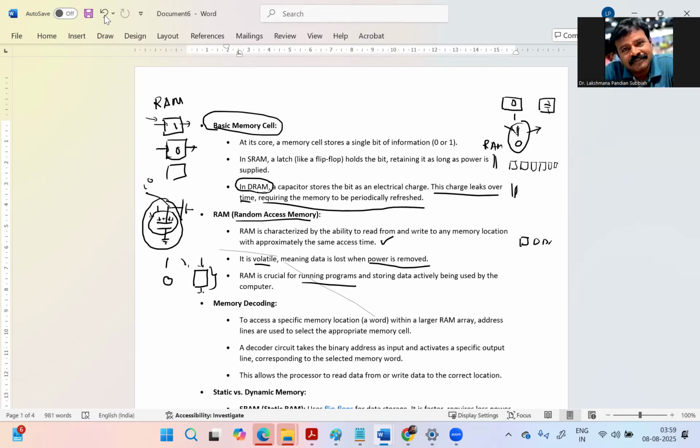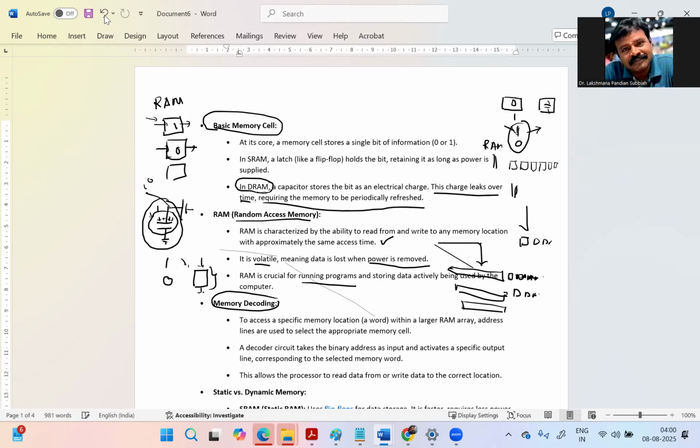Right. Now the next one is memory decoding. Memory decoding means we have an array of memory. I told you that one. If you have 8-bit data, then 8-bit data is one array. An 8-bit memory cell is one array, and we have a number of arrays. Each array requires an address, so each row has an address. In the address bus we have to give the address value, then the corresponding row is enabled.